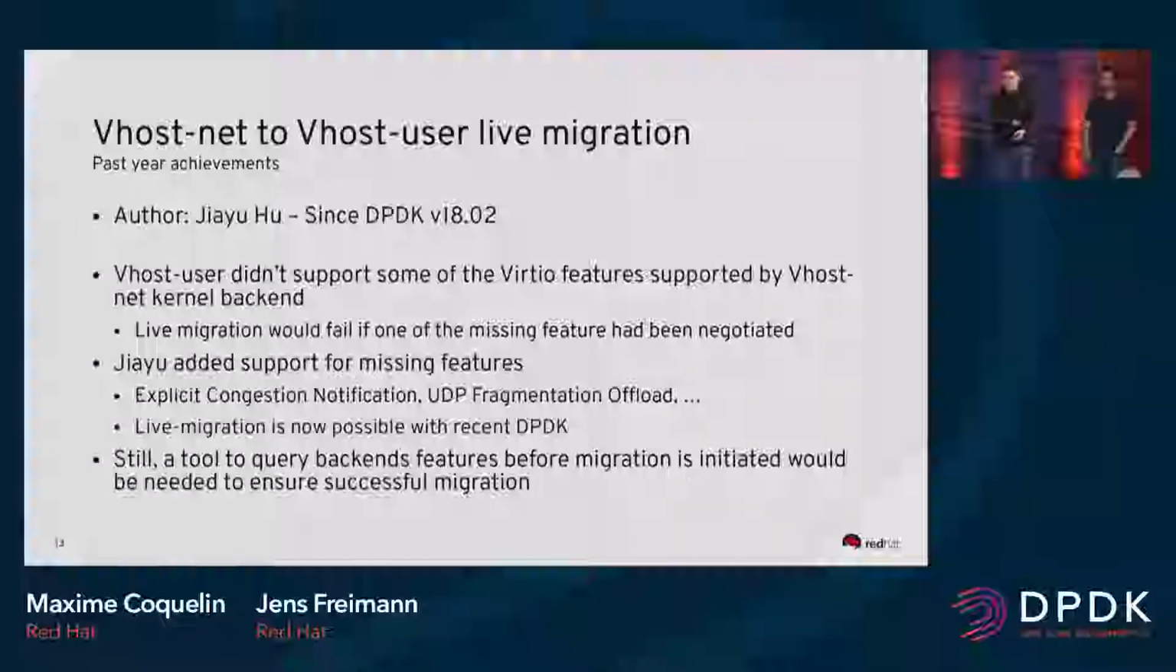Now this is possible when you have a recent DPDK, to migrate from the kernel to the user backend. But still, this is not enough, because there is nothing today to check if the Vhost user backend supports this feature. So if it is an older one, the migration would still fail. What we need is a tool, which would certainly go into QEMU, to check the features before initiating any migration. And it would also work for migrating between different versions of user backends, not only from kernel to user.